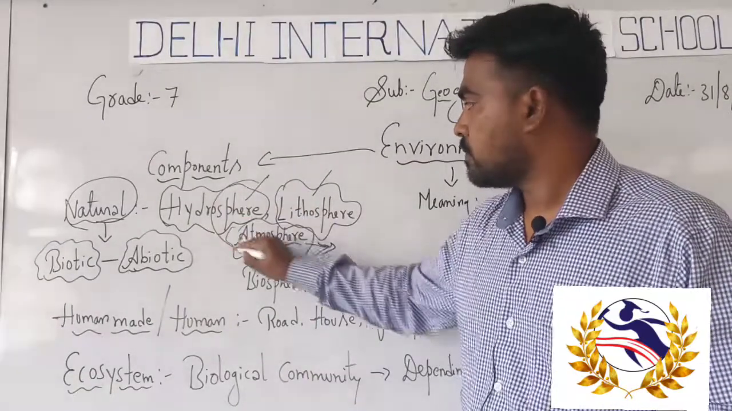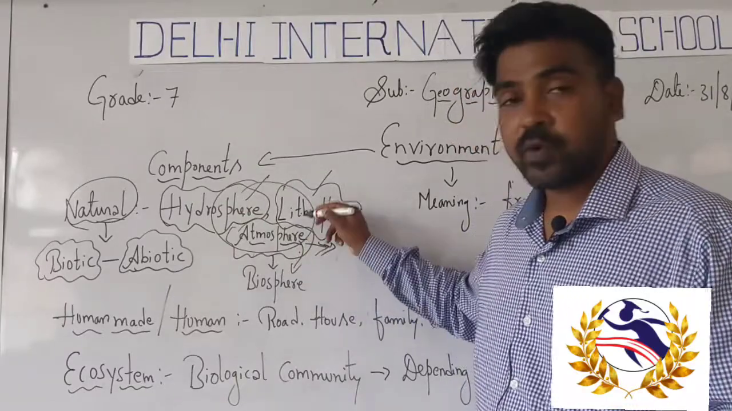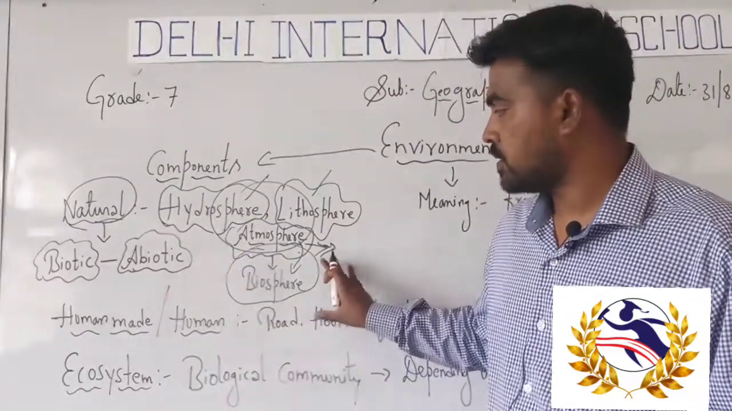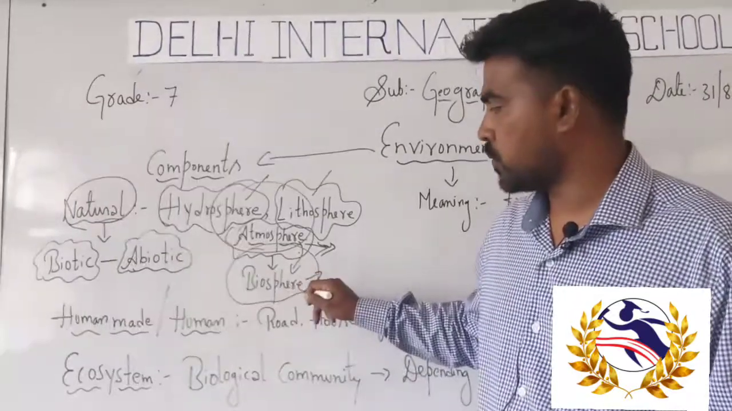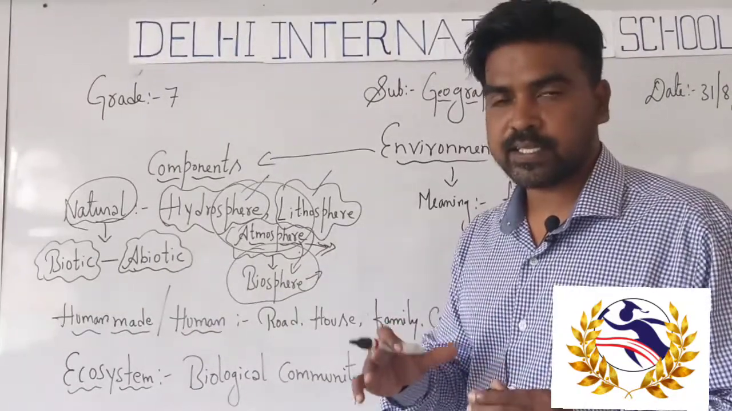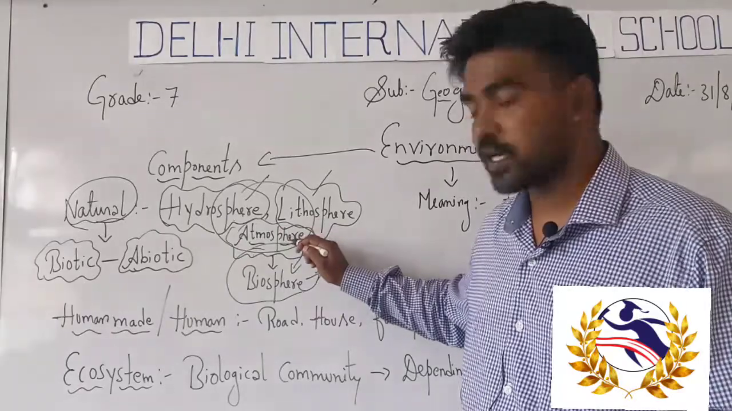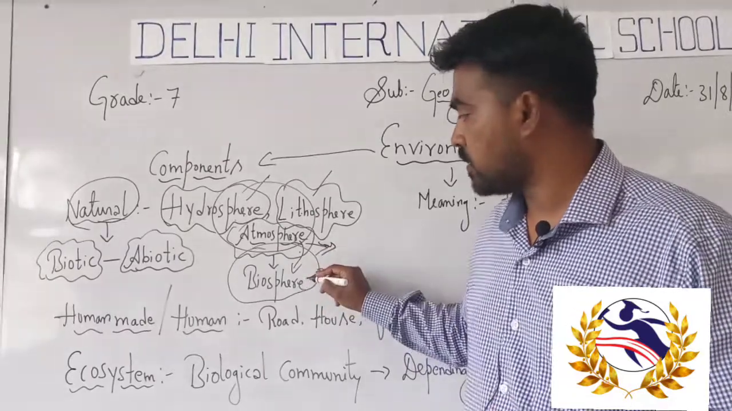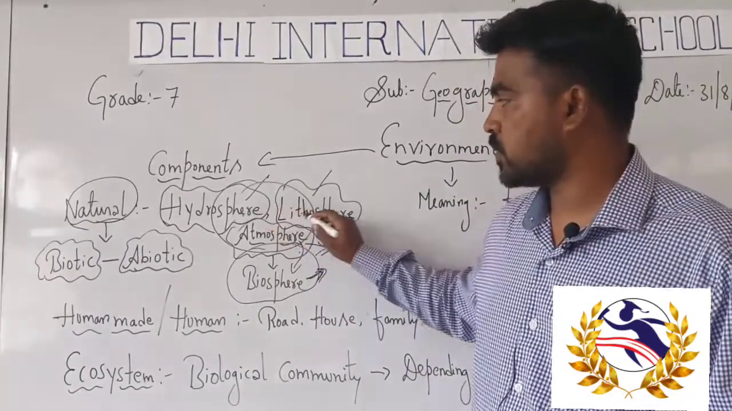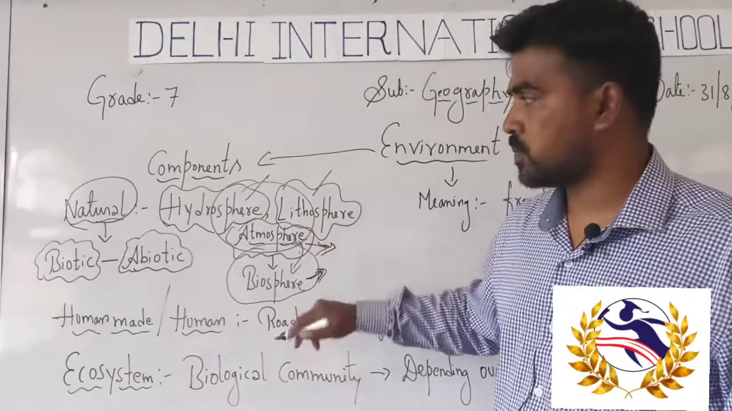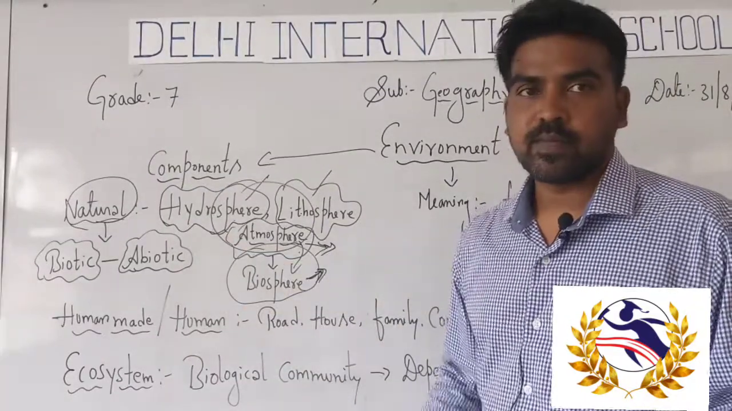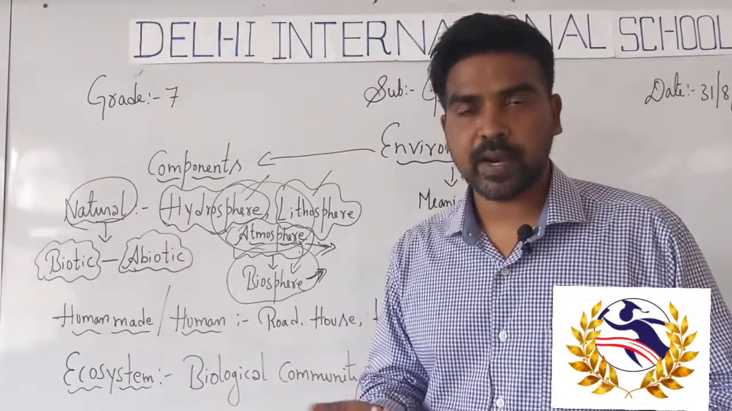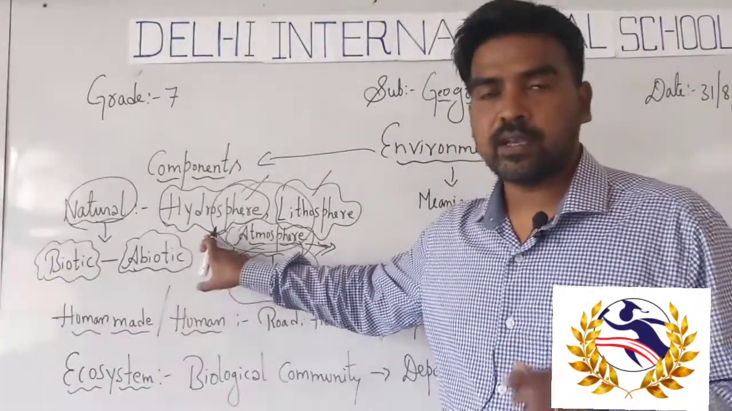So together we form one more domain, that is the biosphere. Biosphere means a narrow zone, a narrow contact between the hydrosphere, lithosphere, and atmosphere, where life is possible on planet Earth. For example, hydro means water, and life is possible in water. We have aquatic plants, aquatic animals, and bacteria in water.